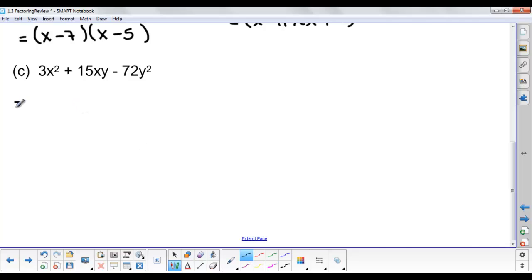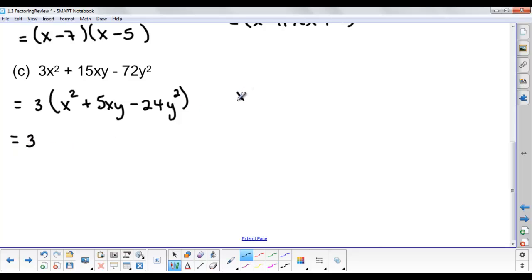Okay, and for our last example, it is still a trinomial, but remember that we always have to common factor first. Taking a look at each term, I see that each term is divisible by 3. So I'm going to take out 3 and divide each term by 3, leaving me with x squared, 5xy, and negative 24y squared.